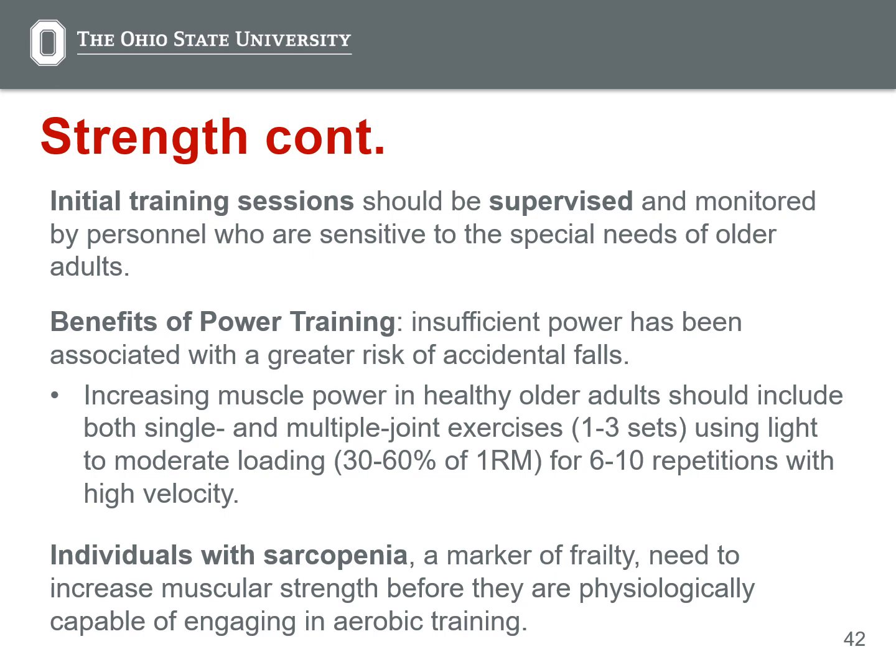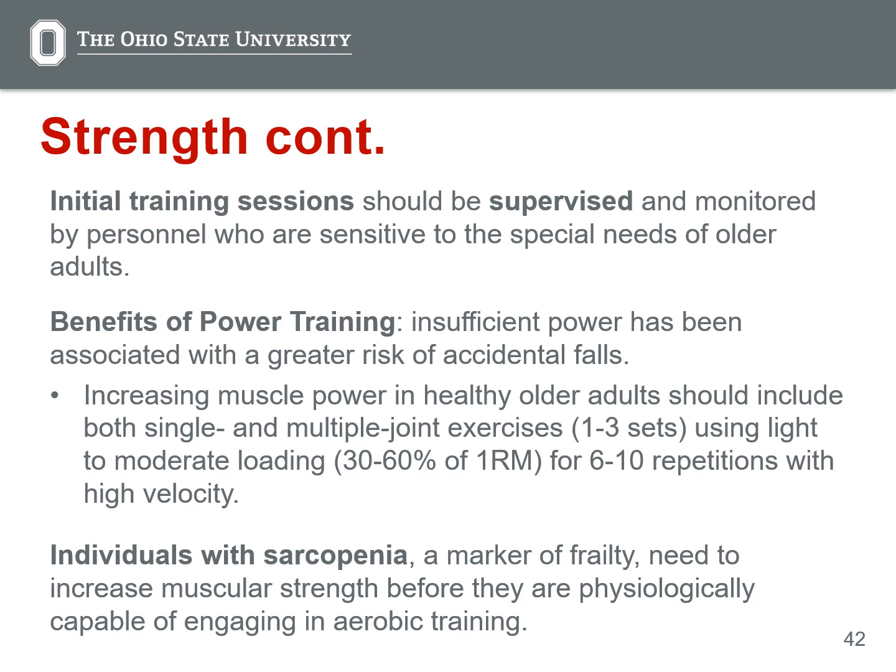Some of the considerations from ACSM are that initial training sessions should be supervised and monitored by people who are sensitive to the special needs of older adults, which should be you guys at the end of this. There are some benefits to power training. We know that there is a faster reduction in power as opposed to strength, right? Insufficient power has been associated with a greater risk of accidents and falls. So what they recommend is bumping up that muscular power, including single and multi-joint exercises, using light to moderate loading, anywhere from 6 to 10 repetitions with higher velocity. So you're pushing that 30 to 60% of your 1RM. You're going for power as opposed to overall strength.